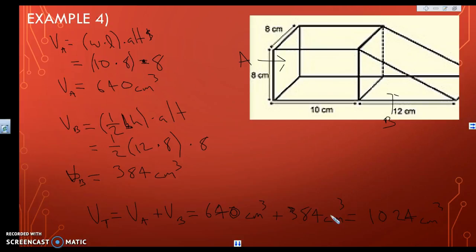So once again, we identified our two figures, which were a rectangular prism and a triangular prism, and used the according formulas to find each volume. Then we found the sum of each volume to find the volume of our composite figure. So once you write that down, go ahead and move on to the next example.